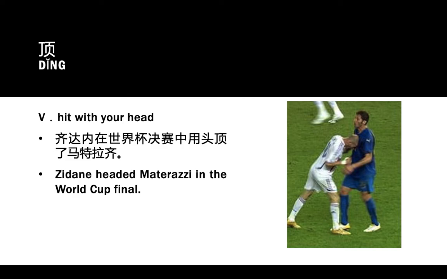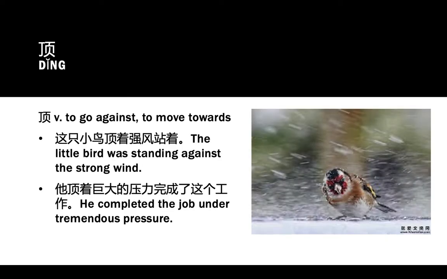那这个头牛用它的脚顶了一个人。那作为一个引申的含义呢，顶其实还有 to go against, to move forwards 含义。For example, 这只小鸟顶着强风站着。The little bird was standing against the strong wind. To go against, right? 顶着，其实你也是用头在顶嘛，对吧？只不过你顶的这个东西其实是 high pressure or strong wind, something that prevents you from moving forward, but you still go against it and move forward. So this is the meaning of 顶。For example, 他顶着巨大的压力完成了这个工作。He completed the job under tremendous pressure.